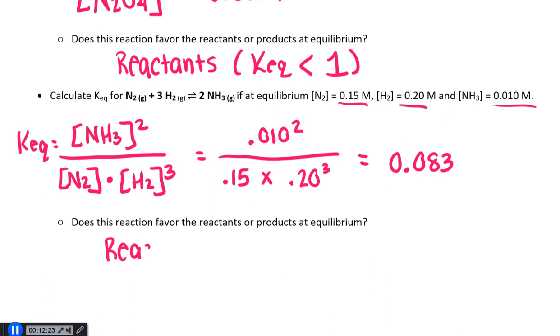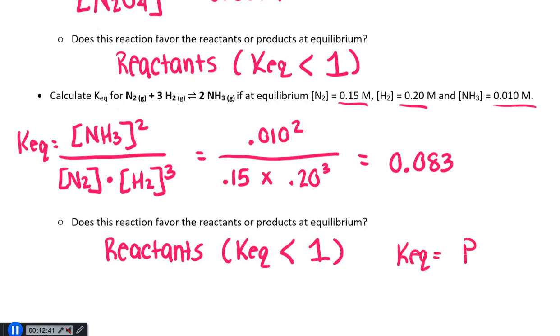So again, here is another example where at equilibrium, this reaction would favor the reactants. The reason we know it favors the reactants is because KEQ is less than 1. And again, don't memorize that. Think about it logically. KEQ is equal to products over reactants. So in order for KEQ to be less than 1, the denominator has to be bigger, which means we have more reactants at equilibrium.